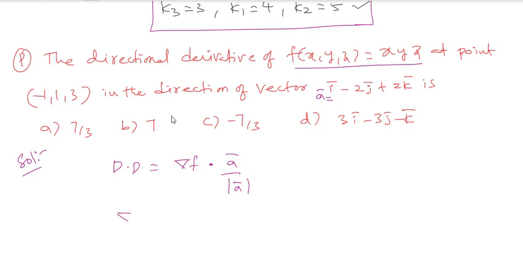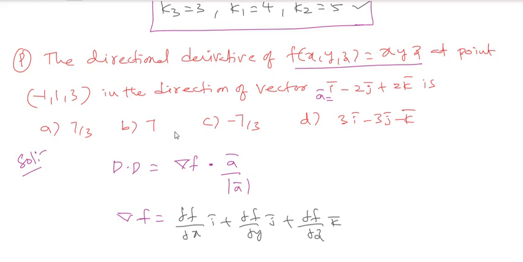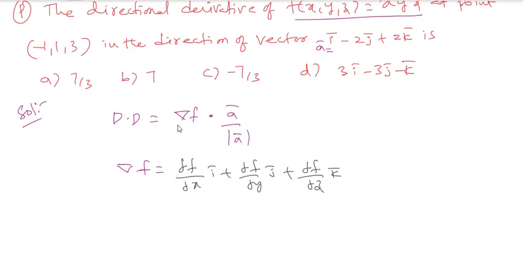What is your del f here? Del f is nothing but dou f by dou x into i bar plus dou f by dou y into j bar plus dou f by dou z into k bar. Usually we calculate in terms of pi, but they had given this one. So calculate this. With respect to x, you will have yz into i bar plus, with respect to y, xz into j bar plus xy into k bar. Right.